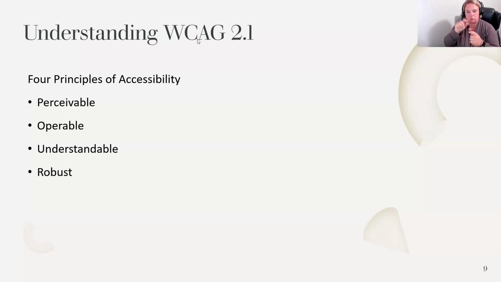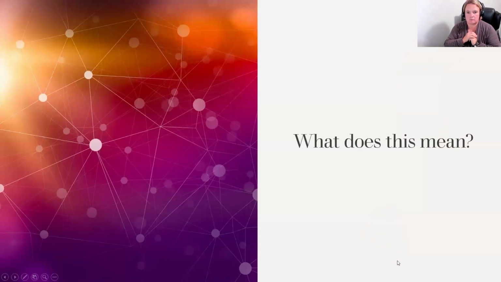And robust: users must be able to access the content as technologies advance. For example, screen reader technology or other assistive technology should be able to use the information as well. Okay, but again, what does this mean? What do I have to do, and what kind of help is there for me, right?